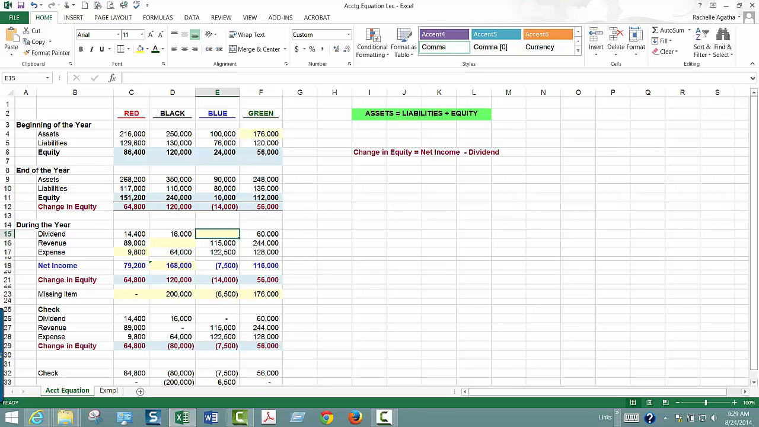So hopefully this will help you out when you're doing all your homework. I'm going to save this file for you so that you can see it, and you can save this because it's really a quick way to solve for any missing number in an accounting equation, and it's a way for you to see that it's really just math.